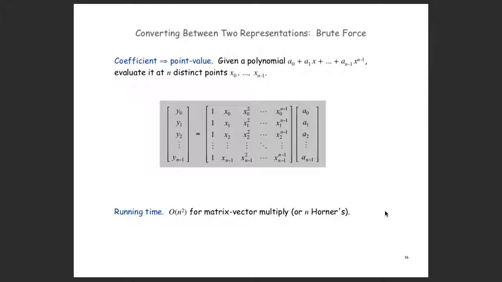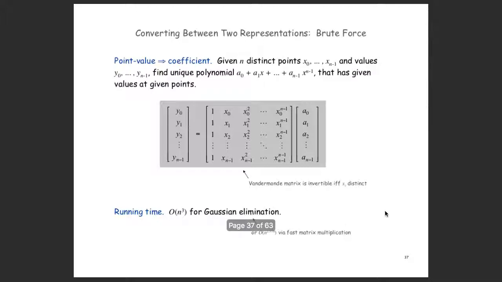How can I brute force it, right? From coefficient to point value, I just evaluate at n distinct points. Evaluating takes order of n, so overall, I end up with order of n squared. I didn't gain much, right? It doesn't give me anything. From point value to coefficient is actually worse, order of n cubed, or I can do slightly better if I do fast matrix multiplications.